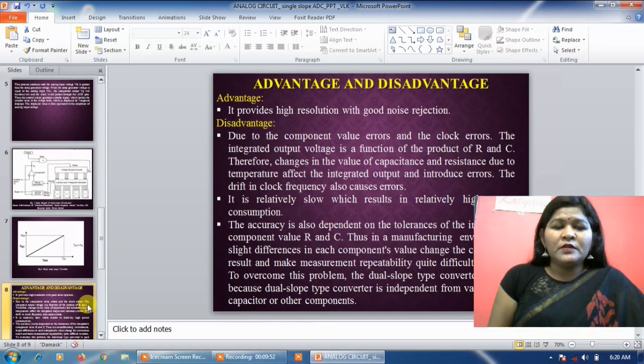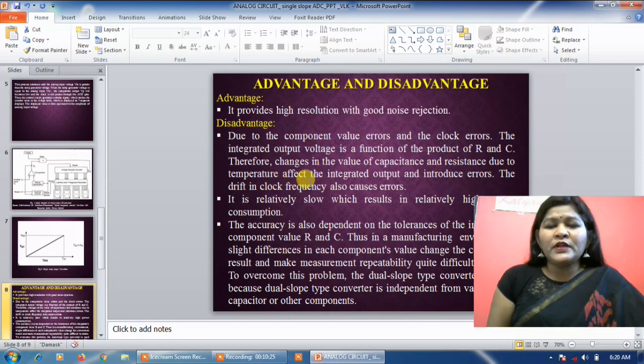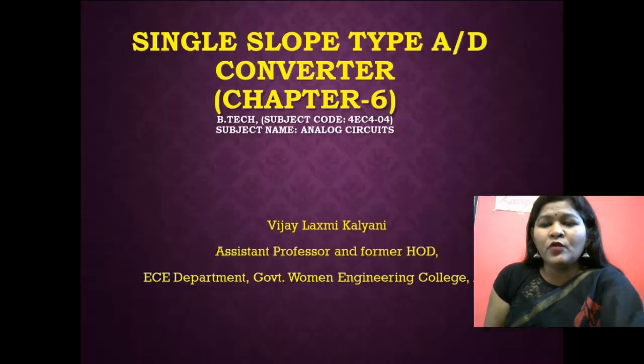This converter technique has many advantages and disadvantages. The basic advantage is its high resolution and accuracy with good noise rejection. The basic disadvantage of this converter is due to component value errors and clock errors. The integrated output voltage is a function of the product of R and C. Therefore, changes in the value of capacitance and resistance due to temperature affect the integrated output.